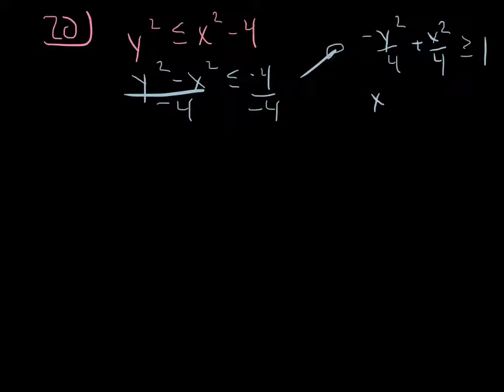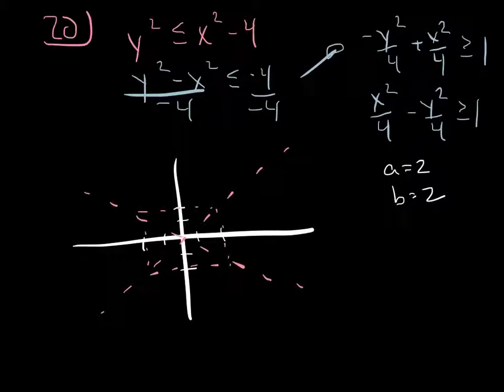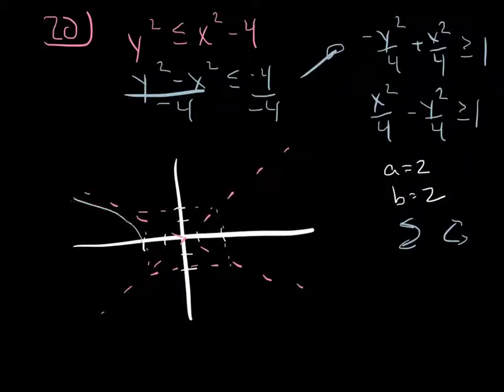Then I want to write it in the appropriate form: x squared minus y squared over 4 is greater than or equal to 1. So a is equal to 1, b is equal to 2. Alright, so I do my box, do my asymptotes. And that opens which way? It opens left and right because I've got x squared minus y squared, so it opens here and here.